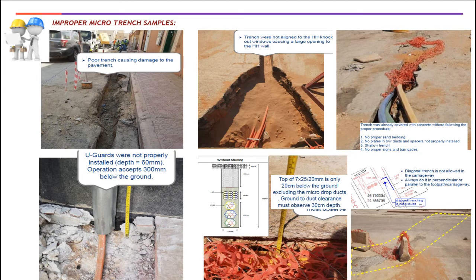Okay, so another picture on your right side, as you can see, there's no proper sand bedding, no plates between ducts, and spacers not properly installed. There is also a very shallow trench, around 20 mm from the top of the duct with respect to the ground level. No proper signs and barricades. So what will happen if you have these issues on site? You will face a lot of penalties.